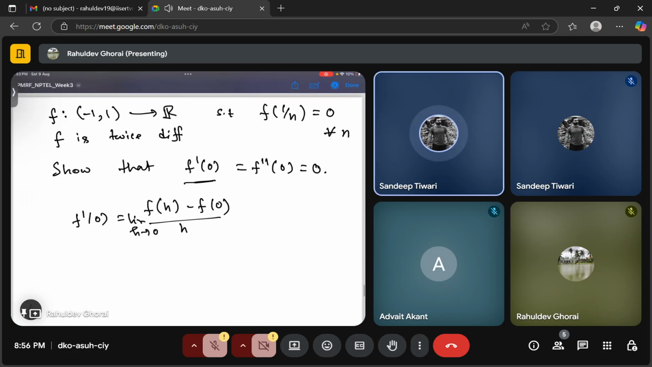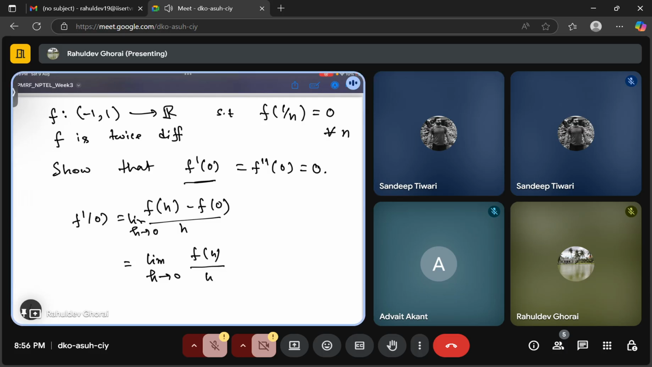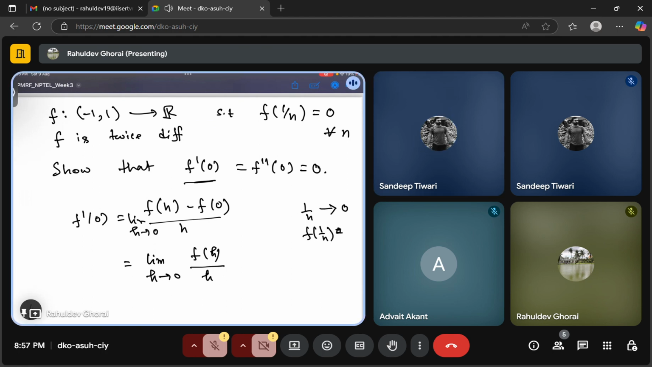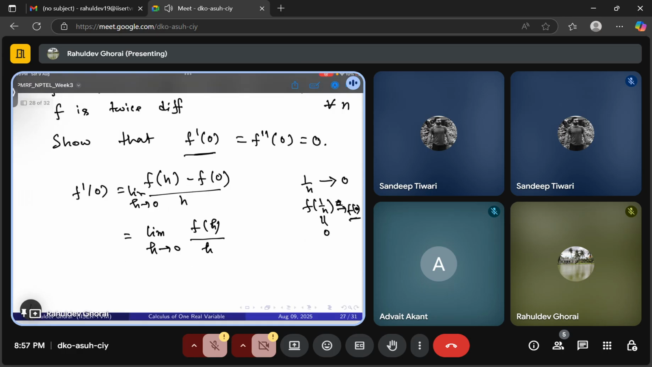Since f is twice differentiable, the first derivative will exist. Are you agreed with this first of all? Yeah, those are okay. But as h tends to 0, f(0) is equal to 0, right? Yes, because f(1/n) converges to 0. Since f is continuous, because differentiable implies continuous, f(1/n) should also converge to f(0). But f(1/n) is 0, so the zero sequence can only converge to 0. So that is f(0) is equal to 0. So that's why we get f(h) over h.